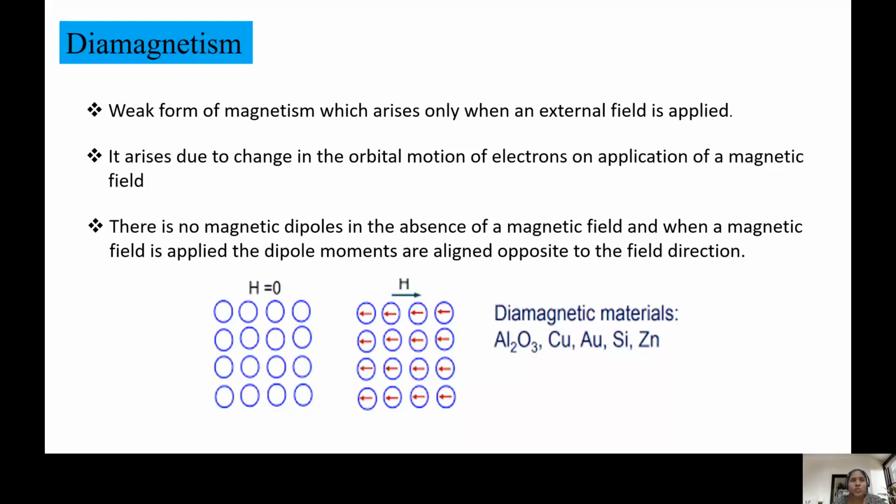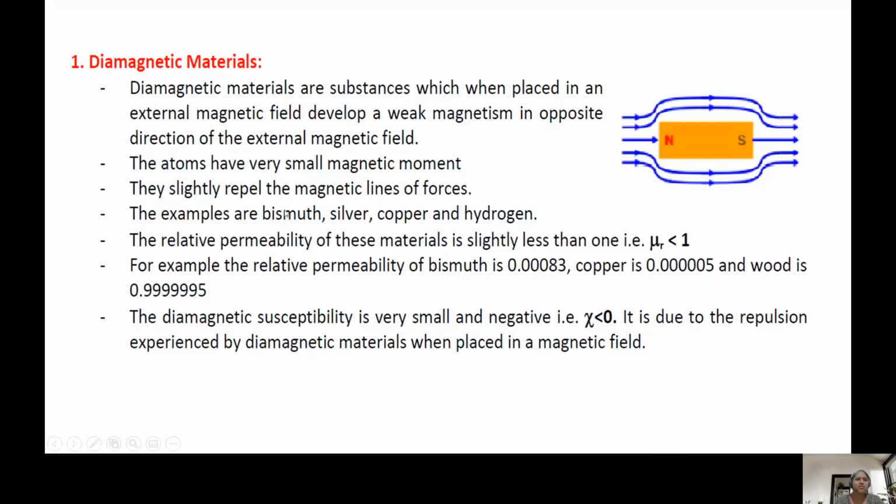So to protect the circuitry devices from these electromagnetic interactions, we can use these diamagnetic materials as protective coatings or protective shieldings. And we will summarize the features of the diamagnetic materials.